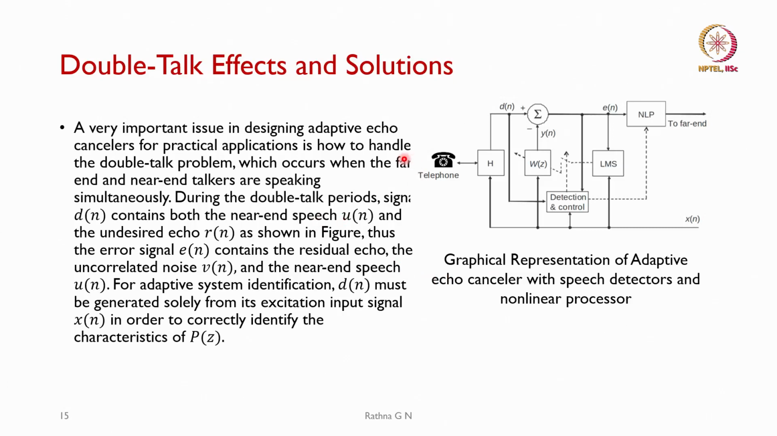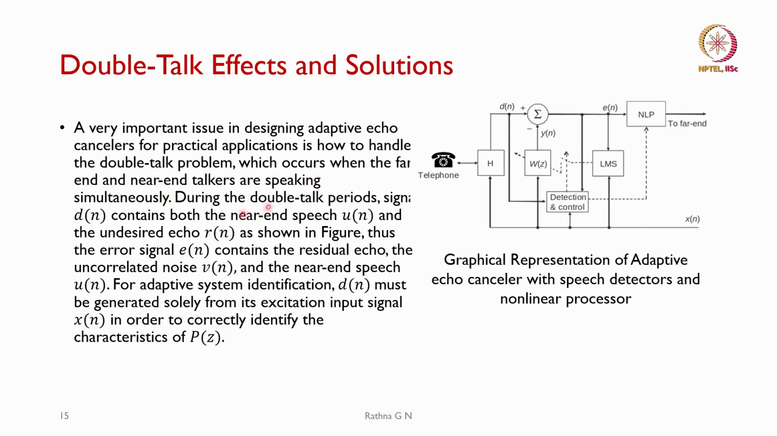So, what are the double talk effects? You would be hearing your own echo coming, and someone else also there will be a crosstalk happening. So, how are you going to look into this? Designing adaptive echo cancellers for practical application requires handling the double talk problem, which occurs when the far end and near end talkers are speaking simultaneously.